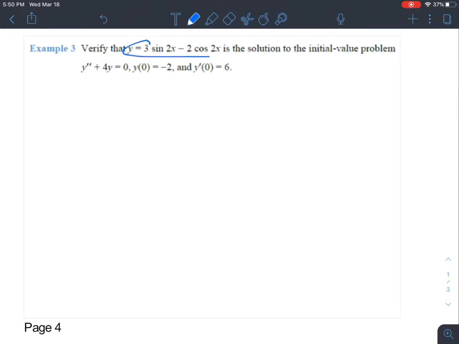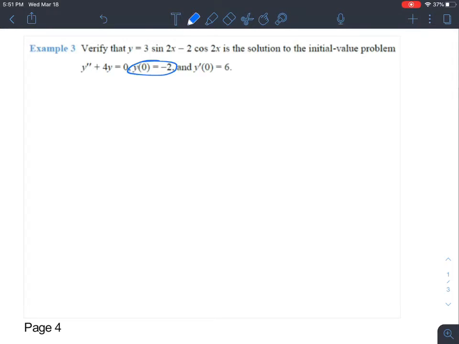Okay, in this one then, we are supposed to verify that this equation up at the top is going to be the solution to our initial value problem there. So there's a couple different ways that we could tackle this, and I think the easiest way is if we just happen to find the derivative and the second derivative for that equation there, and then we just verify that the initial values that we were given work for both of them.